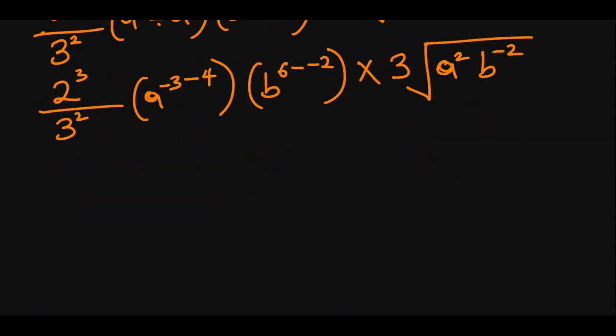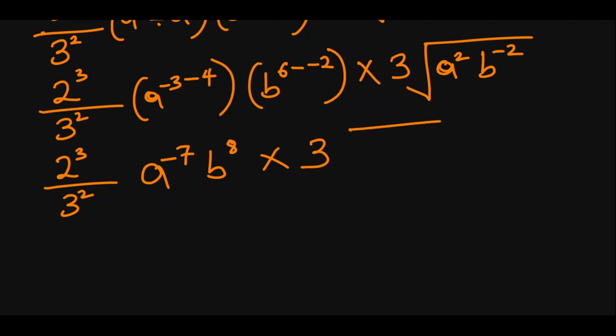So simplifying further still gives us 2 raised to power 3 over 3 raised to power 2. A raised to power minus 3 minus 4. That is a raised to power minus 7. B raised to power 6 minus 2. Minus times minus is plus. So that is 6 plus 2. So that gives us 8. B raised to power 8 times 3 roots a squared. If we move the b raised to power minus 2 down, it becomes b squared.